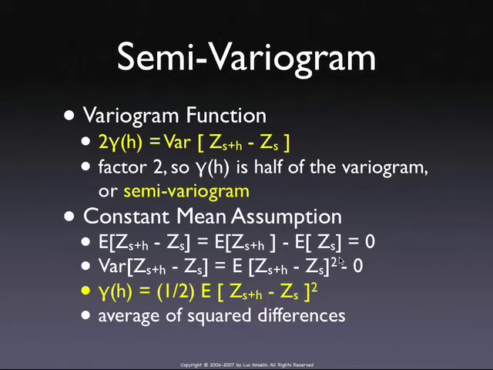Smaller, because they're more similar. As they become more dissimilar, the square difference gets larger. So the semi-variogram is very small for locations that are very close together. In the limit, it's 0 for locations that are in the same spot. And it increases as the locations are further and further away from each other.